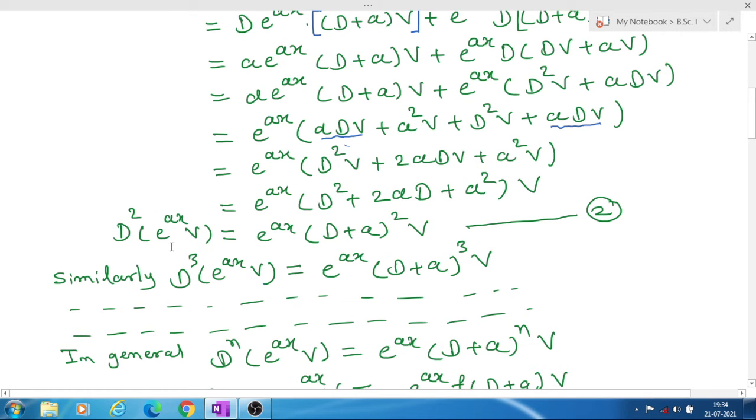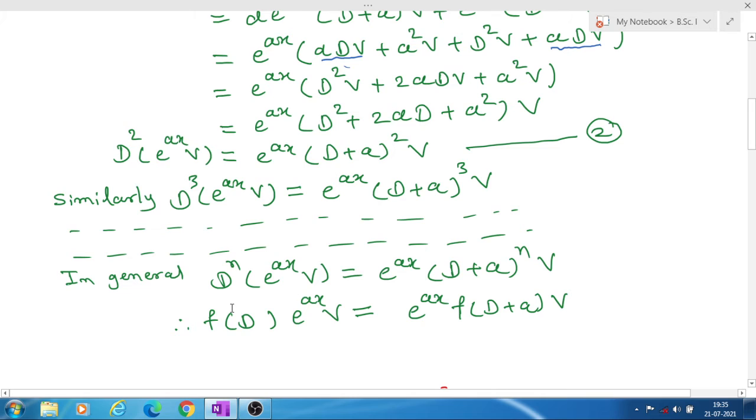So this is the second derivative, D square of e raised to ax v. So you see, the first derivative was e raised to ax into (D plus a) v, the second derivative is e raised to ax into (D plus a) bracket square into v. Similarly, the third derivative will be e raised to ax into (D plus a) bracket cube into v, and so on. We can write the nth derivative of e raised to ax into v is equal to e raised to ax into (D plus a) raised to n into v. So this is the nth derivative.